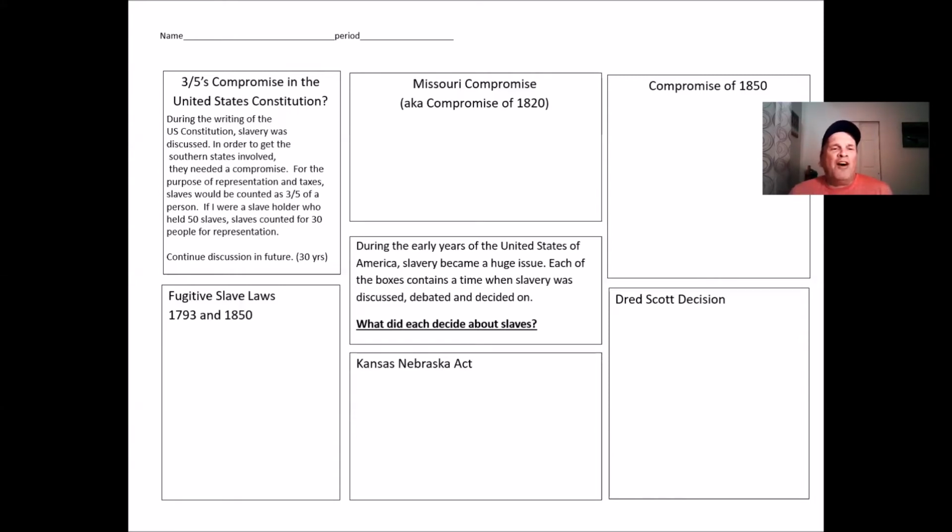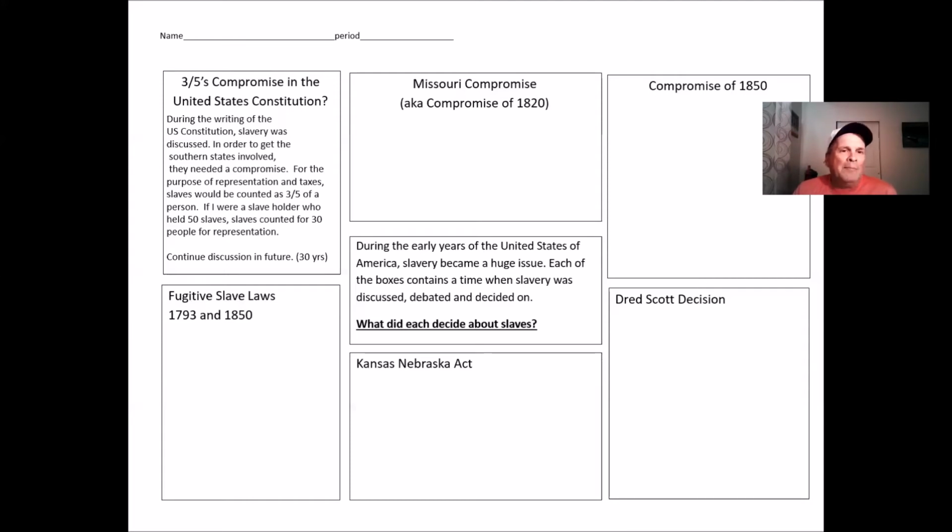The founding fathers made this compromise and said, we'll talk about it in the future. The whole idea was they didn't want to deal with it. And they knew that when they talked about it in the future, they would be dead and they wouldn't have to deal with it. So who would have to deal with it? Their sons and grandsons. All right.